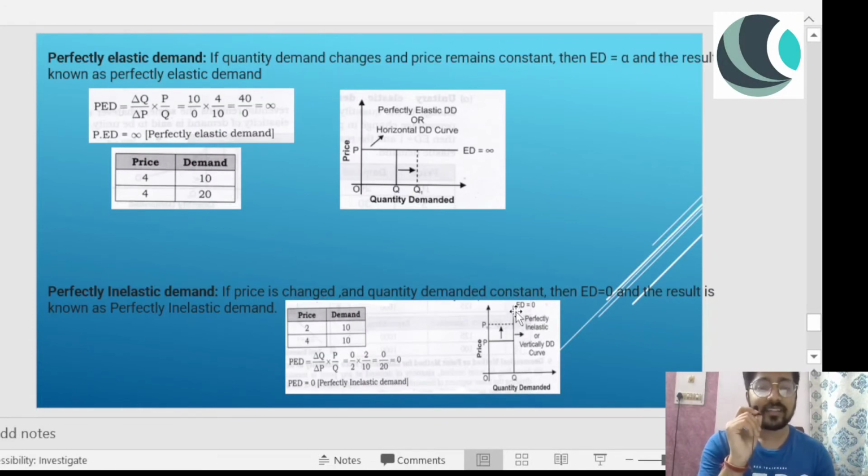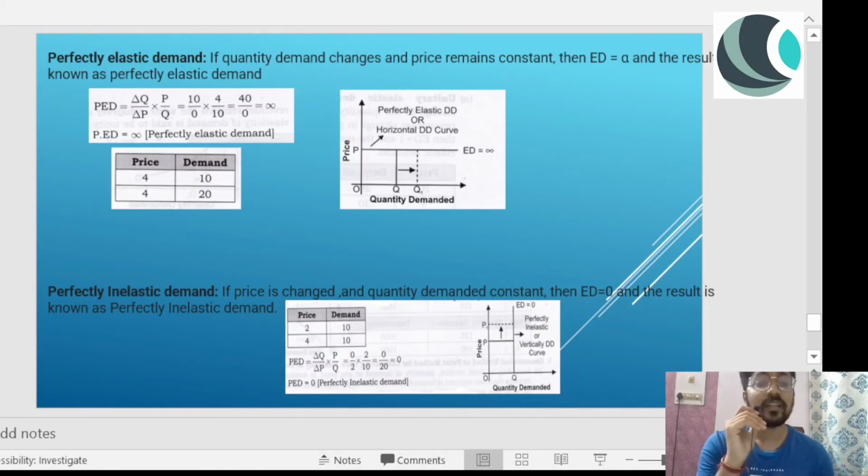Here the elasticity of demand will be zero, because there is zero change in quantity. The change in price is 2, which is 2 divided by 10, because that's the original price as well. So 0 by 20 gives us 0. And remember this in the diagram: because price was constant, we draw a horizontal curve. Here quantity remains constant, so we draw a vertical line.